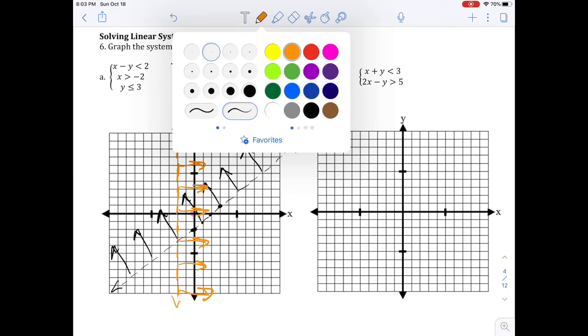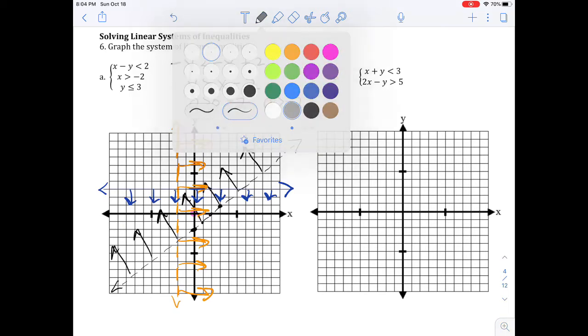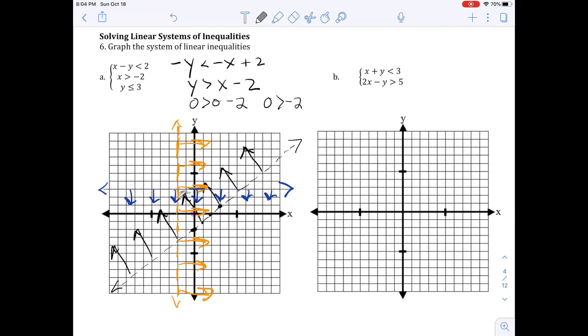Our third line, I'm going to choose a different color. This time I'm going to choose blue, is y less than or equal to 3. So 1, 2, 3, and it's less than or equal to, so now our line can be solid. And it's less than. So where are all the y values less than? So now you're going to see my arrows pointing below the line. And so now you have to figure out, where are all of those arrows converging? So they are converging, I'm going to color that gray, in this region right here.